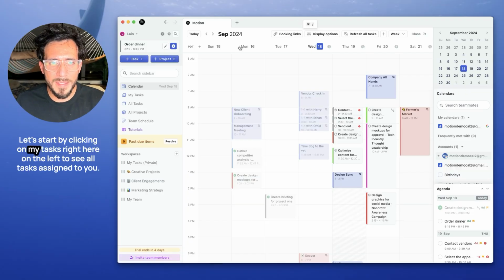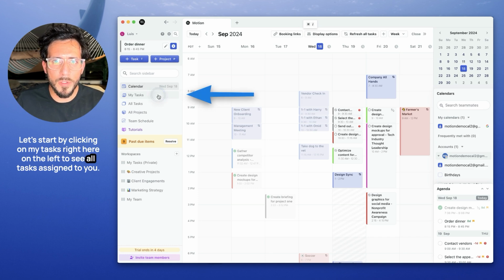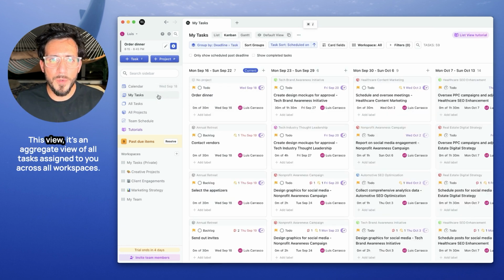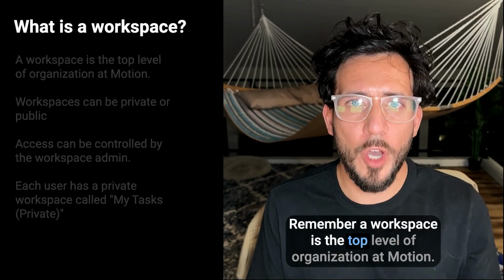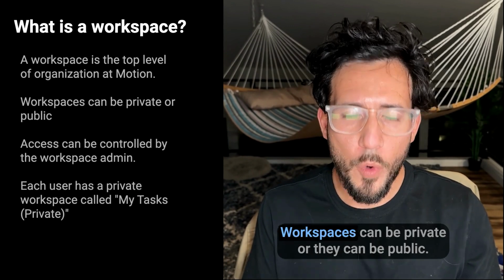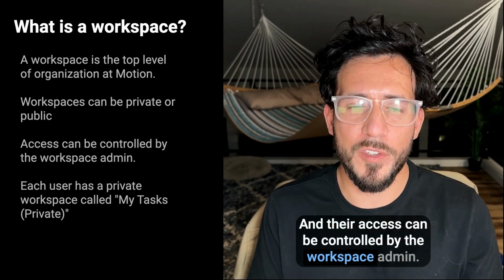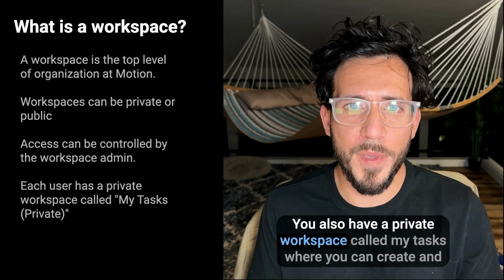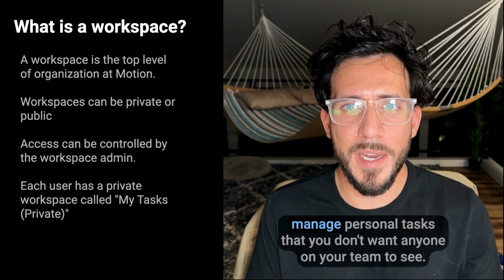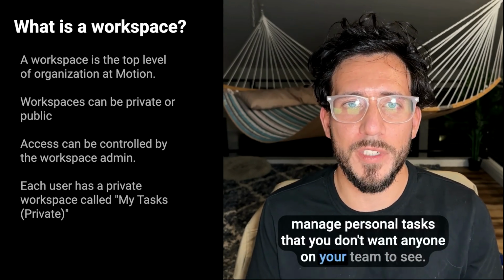Let's start by clicking on My Task right here on the left to see all tasks assigned to you. This view is an aggregate view of all tasks assigned to you across all workspaces. Remember, a workspace is the top level of organization at Motion. Workspaces can be private or they can be public, and their access can be controlled by the workspace admin. You also have a private workspace called My Tasks, where you can create and manage personal tasks that you don't want anyone on your team to see.